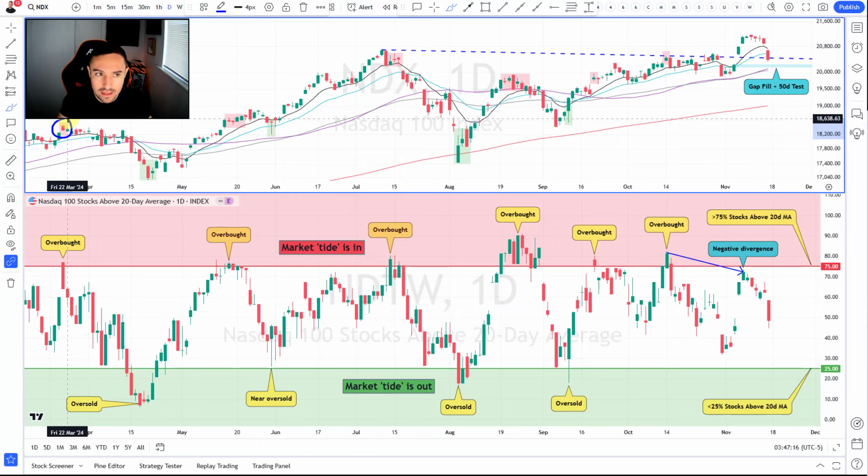Because over here, okay, overbought territory, well, I'm expecting the market to probably be a little bit difficult, more so from a swing trading perspective. Why? Because that market tide, sorry about that, I had to cough and clear my throat.